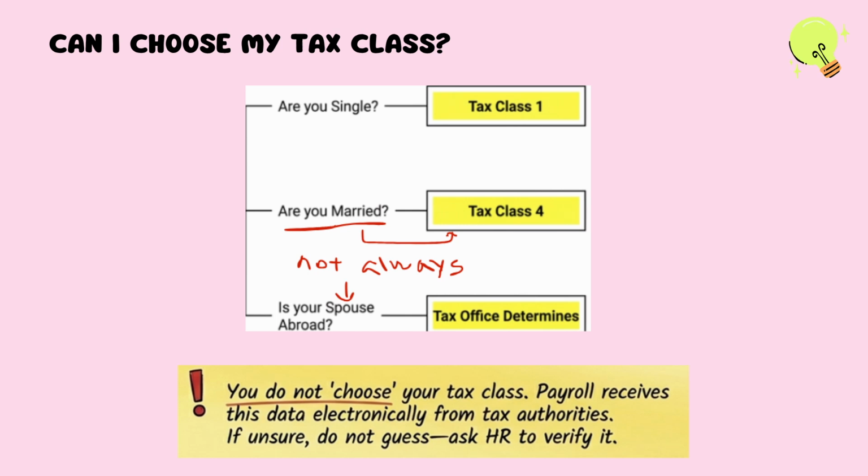Spouse lives outside Germany, for example, in India, China, or the United States: you'll often be assigned tax class 1 unless you qualify for special tax rules. For example, some employees with a spouse living abroad, especially within the EU/EEA, may still qualify for a married tax class. The Finanzamt decides this.